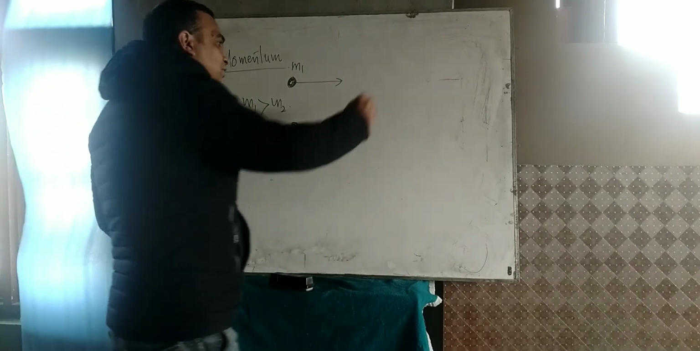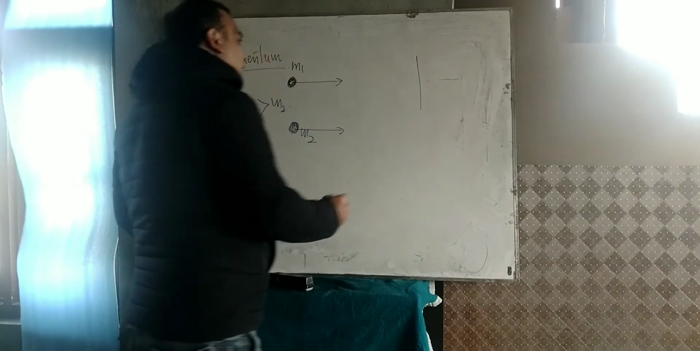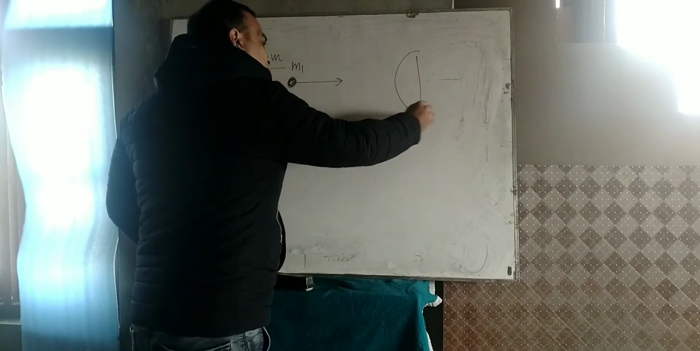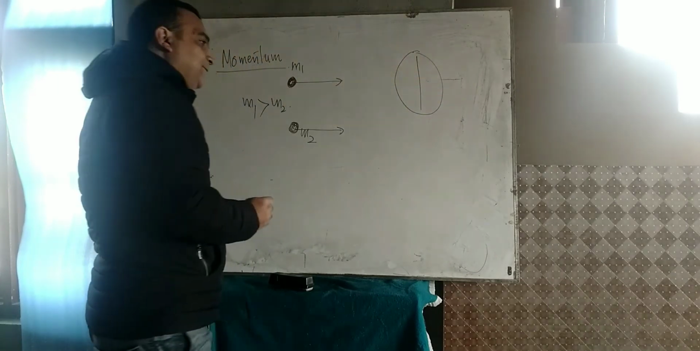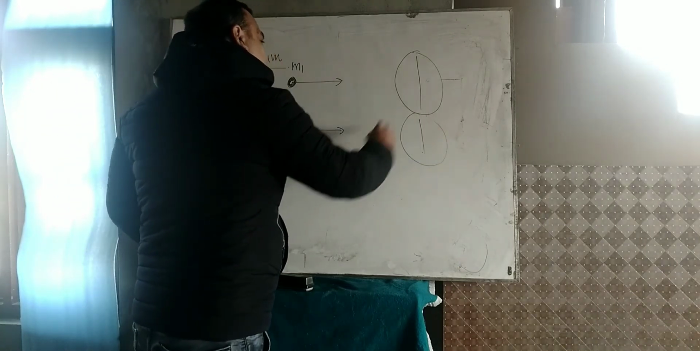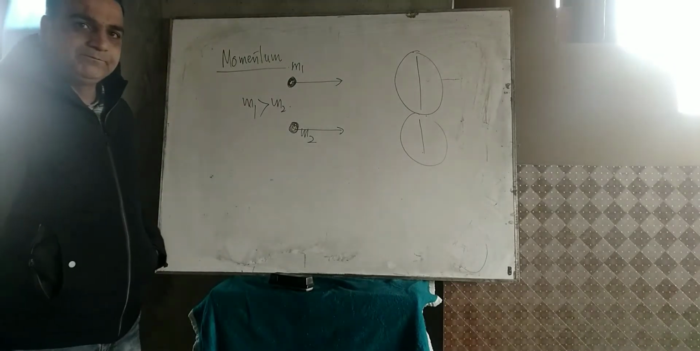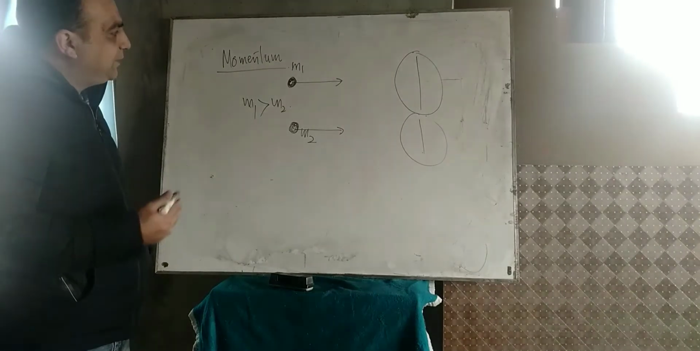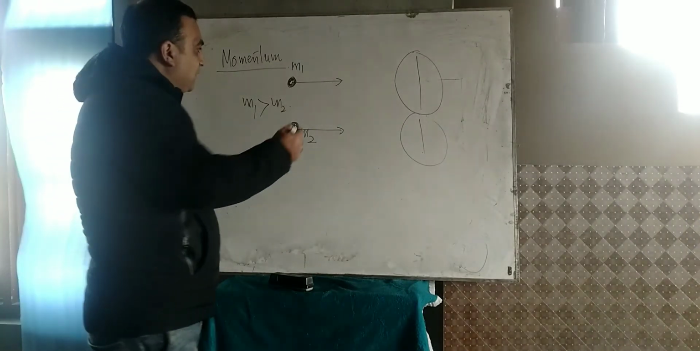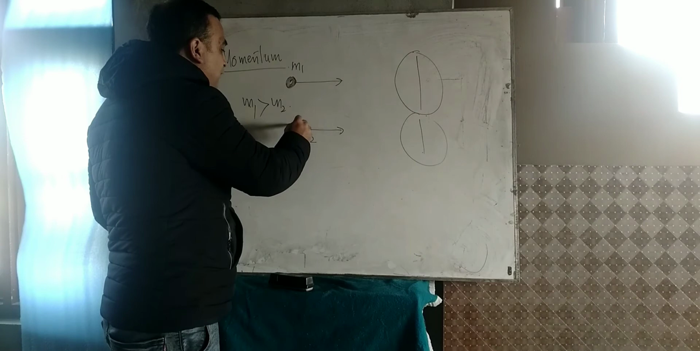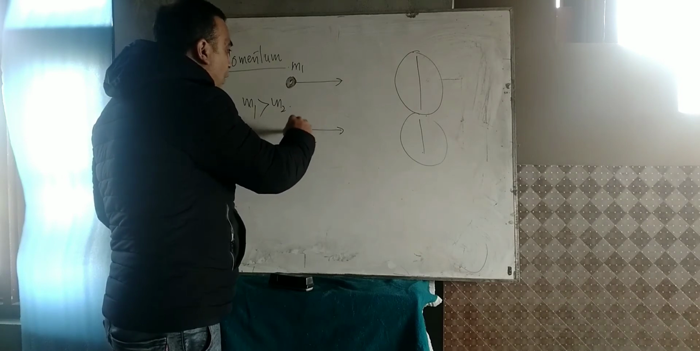Now, if we have to stop ball 1, we need more force to stop ball 1, and we need less force to stop ball 2. That means the quantity of motion in ball 1 is more than the quantity of motion in ball 2.